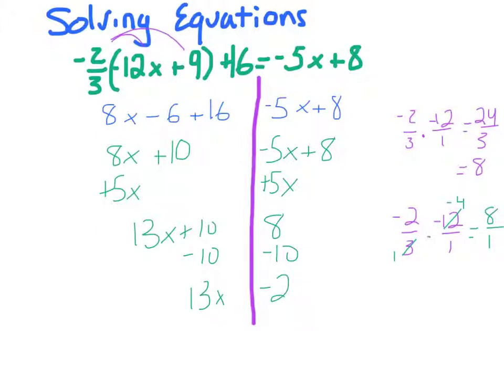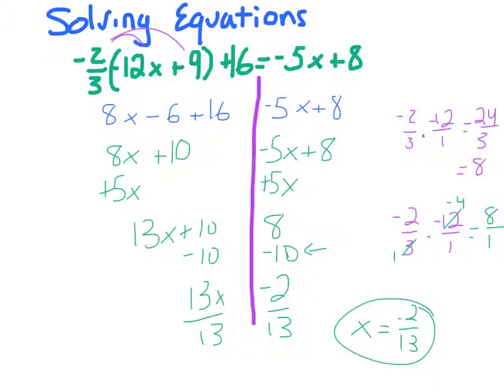Remember that a positive combined with a negative, we take the sign of the number with the greater absolute value, which in this case is our negative 10. Our final step to isolate x is to divide both sides by 13, so we get x equals negative 2/13, which is already simplified for us.